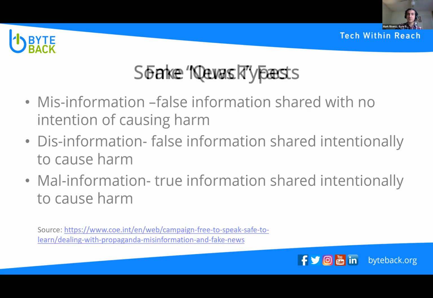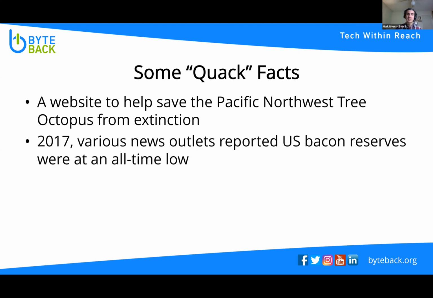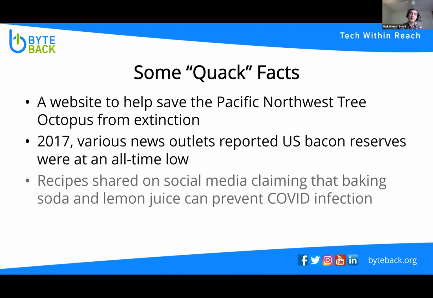So let's see some quack facts, not quick facts, but some quack facts. There was a story recently about a website to help save the Pacific Northwest tree octopus from extinction. Another example, back in 2017, there was apparently a claim that US bacon reserves were at an all-time low. Who knew? I didn't know about that. And finally, some recipes that have been shared on social media are being deemed cures for COVID or ways to prevent contracting COVID, specifically baking soda and lemon juice. So these are just a couple items that are represented under the banner of misinformation.